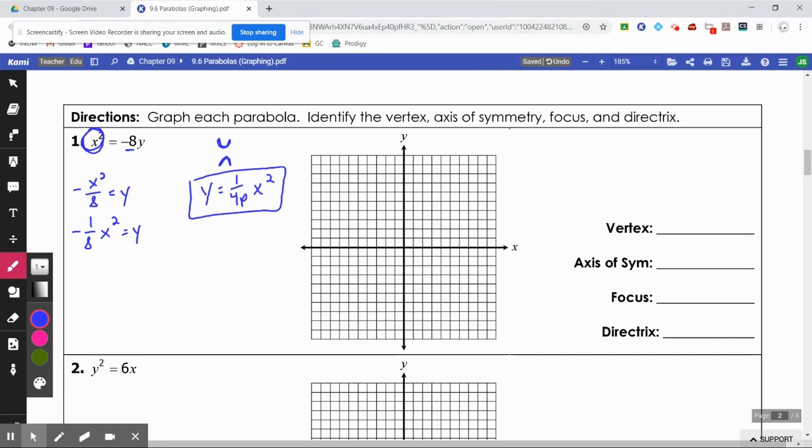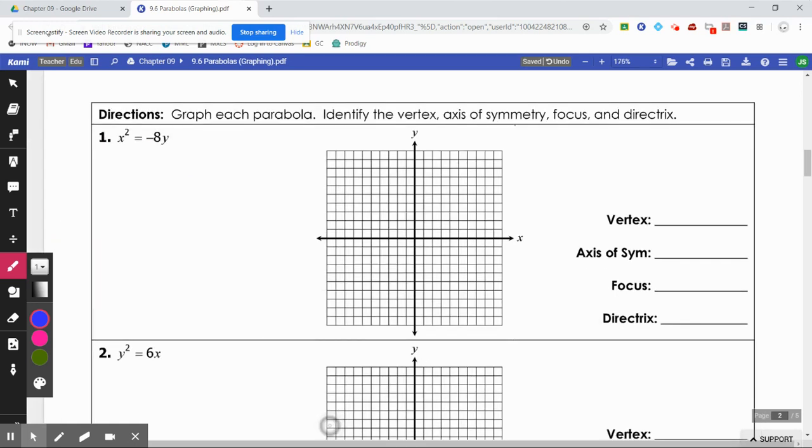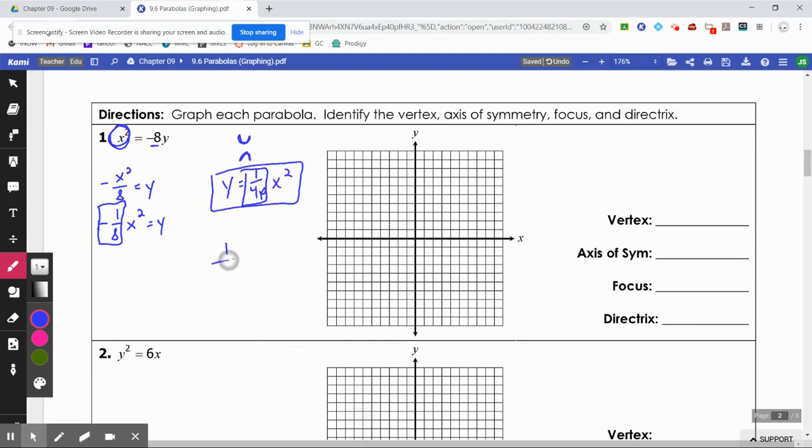To figure out what your p-value is, we simply take what's in front of our x squared and we set it equal to 1 over 4p. So we've got 1 over 4p is equal to negative 1 over 8. It's a proportion. Move the 8 up here, move the 4p up here. It gives us 8 equals negative 4p. So p in this problem is negative 2. Since p is a negative value, and we could tell already since the negative 8 was a negative value, that this parabola is going to open downwards. So we're going to have this scenario.